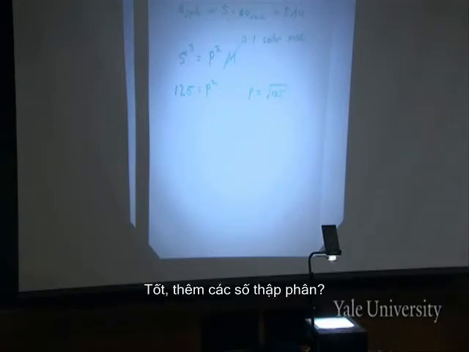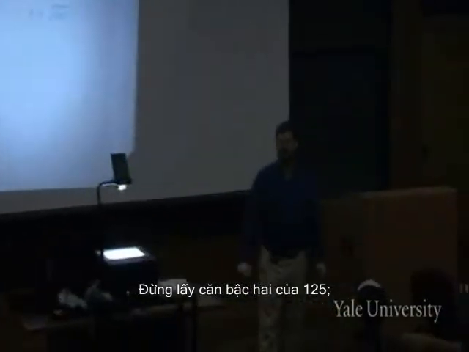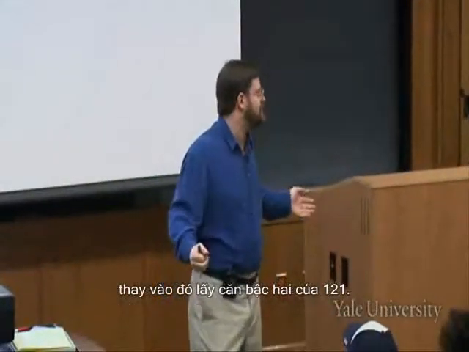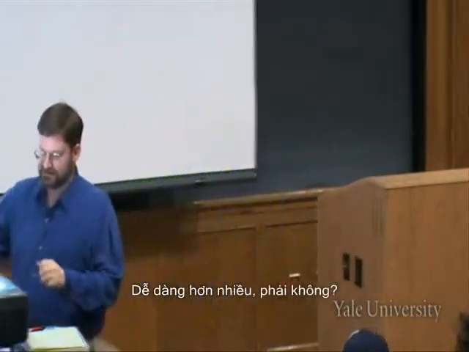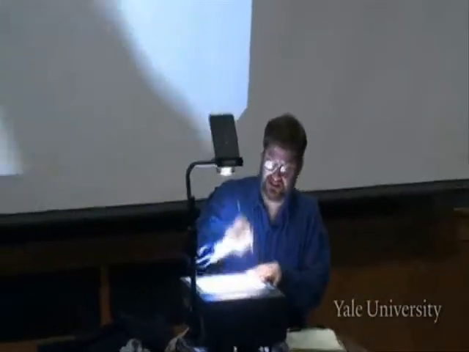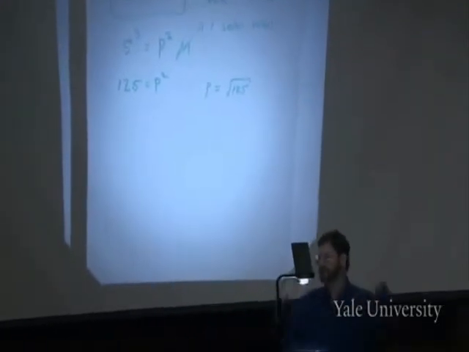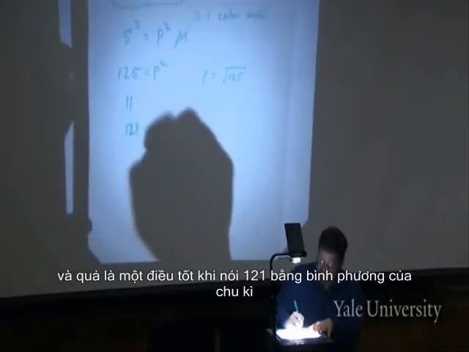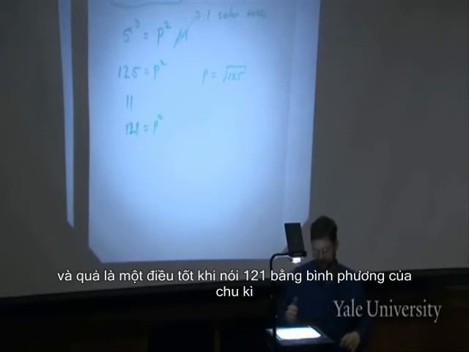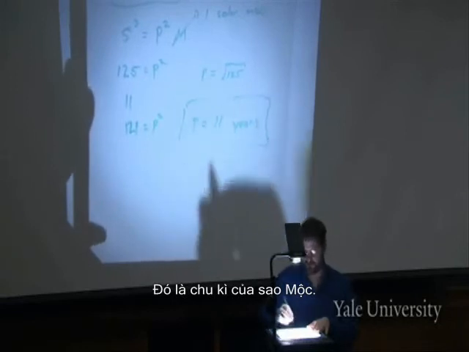Good. More decimals? You could type it into your calculator, though, and find out. But let me make a suggestion. Don't take the square root of 125. Take the square root of 121 instead. What's the square root of 121? 11. Much easier, right? And notice this. A of Jupiter is approximately 5. So 5 cubed is approximately 125. And it's just as good to say 121 is equal to the square of the period, and P equals 11 years. That's the orbital period of Jupiter.